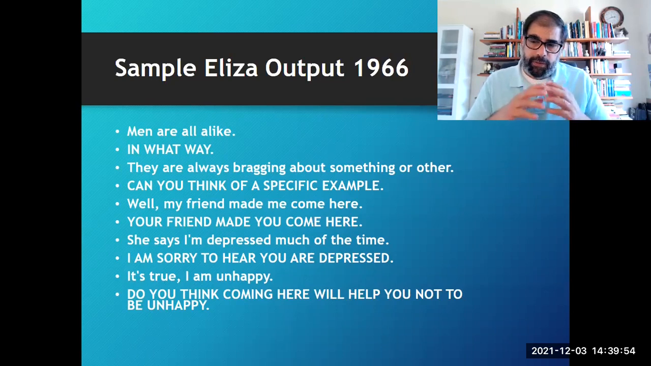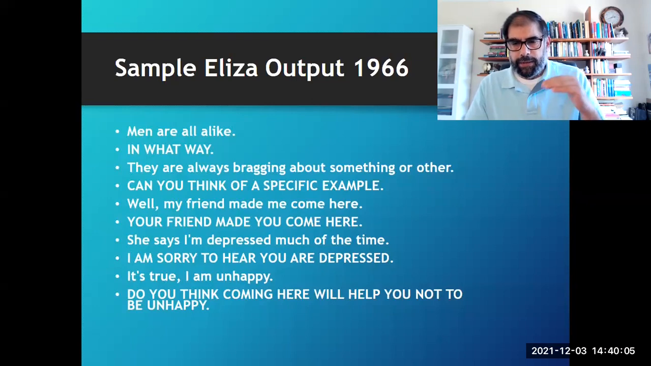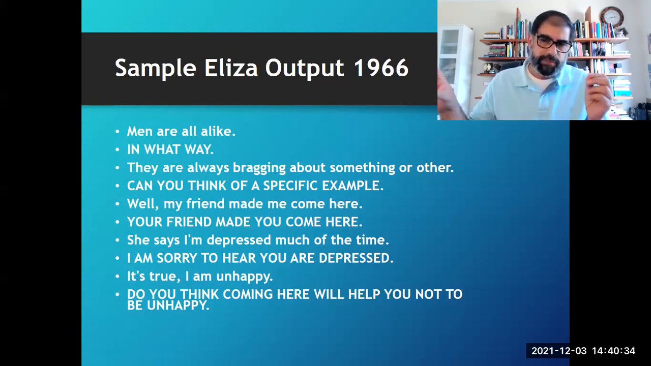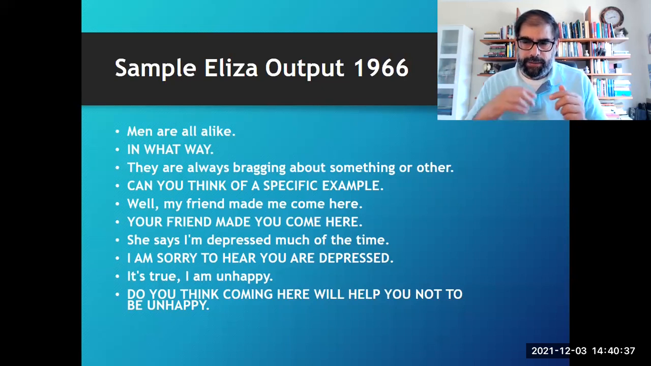The response from the human is they are always bragging about something or other. Since in this sentence there was the keyword something, ELIZA picked up on it and wanted a specific example. You can see that although it's not linked to the previous sentence in any way, it's only based on what you say in that sentence that ELIZA generates its next response. But it creates an impression that maybe it's a continuous conversation. For example, in the third line, the human says, well, my friend made me come here. The technique here is to just repeat what has been said and change my to your. Besides that, the sentence is similar.